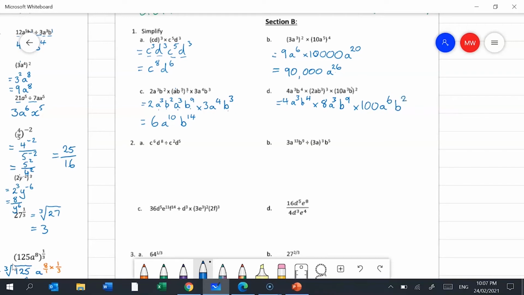And now I'll deal with the numbers. Right, 4 times 8, which is 32, times 100 is 3200. A to the 3 plus 3 is 6, plus 6 is 12. B to the 4 plus 9 is 13, plus 2 is 15. And it's solved.